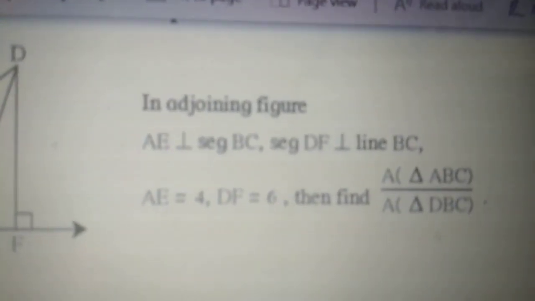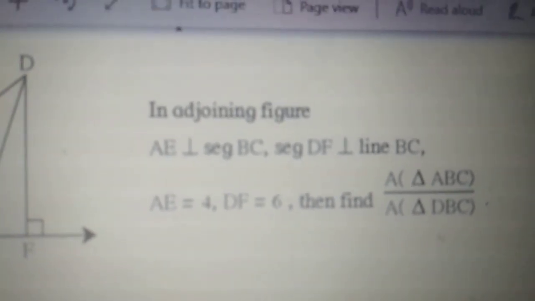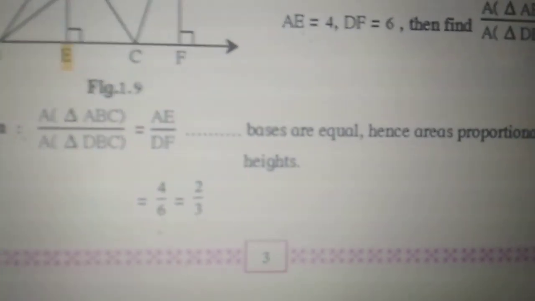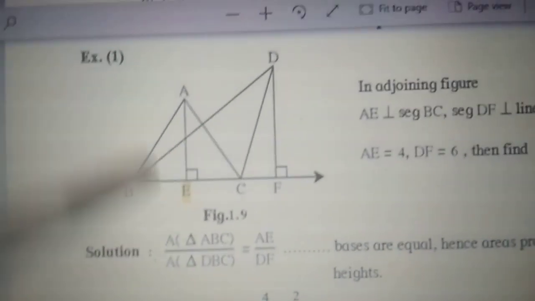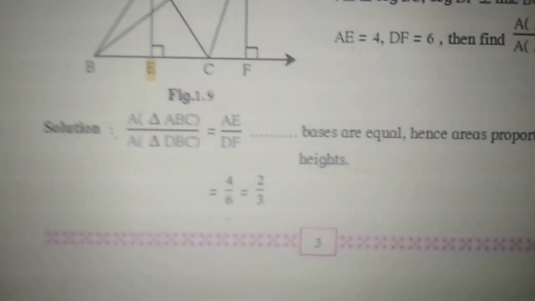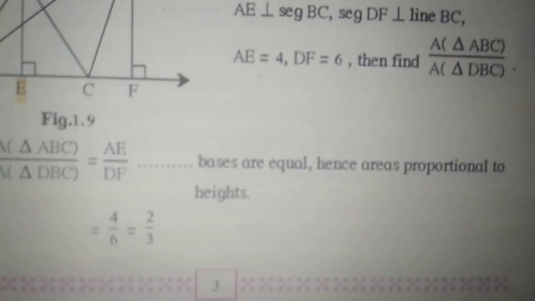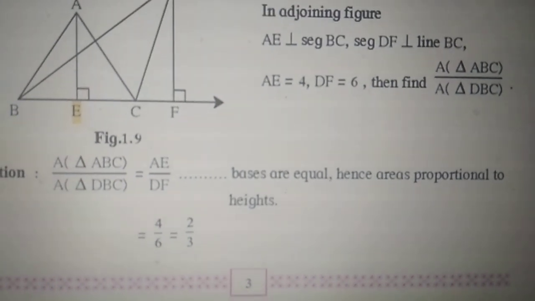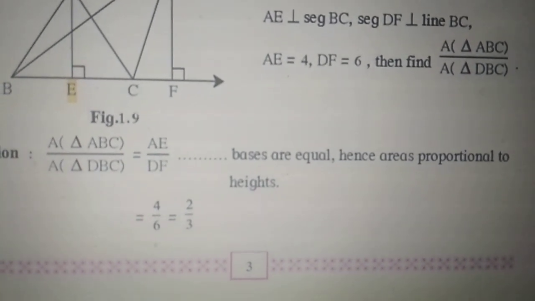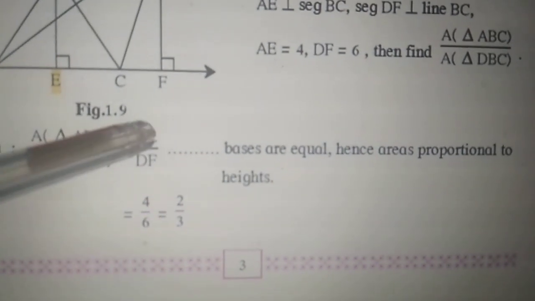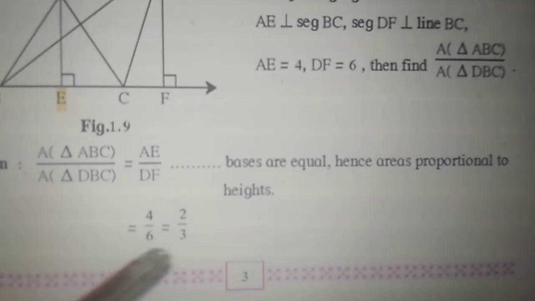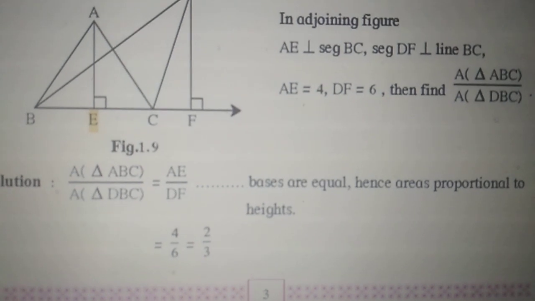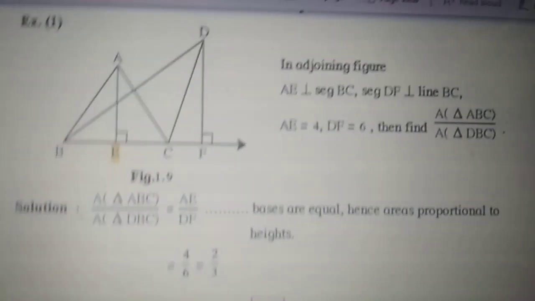Now what do we want to find? Area of triangle ABC upon area of triangle DBC, that is the ratio of the given two triangles. How do we find it? By the property, area triangle ABC upon area triangle DBC equals AE upon DF. Why? Because bases are equal, hence area is proportional to height. Therefore area triangle ABC upon area triangle DBC equals AE upon DF, which is 4 upon 6. 4 and 6 are in the table of 2: 2 twos are 4, 2 threes are 6. So the answer is 2:3. Okay, write down this sum.